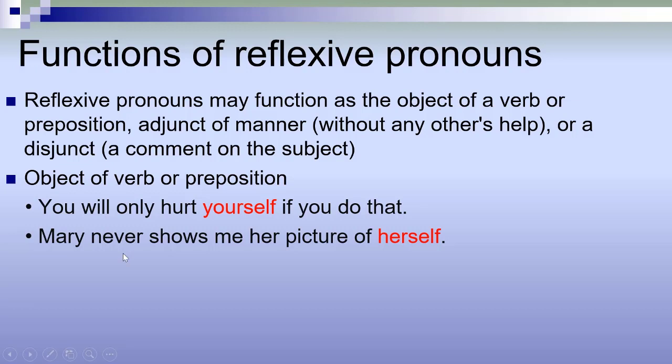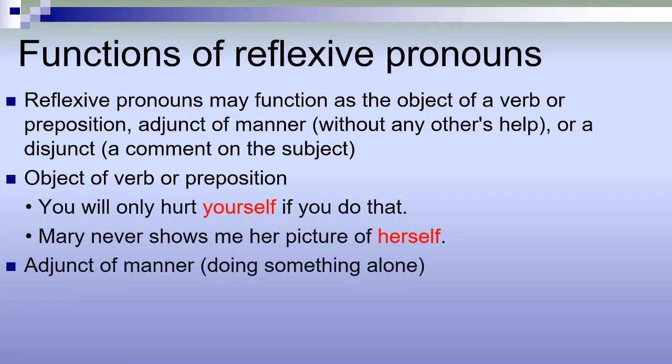Because we can say, I never see John's picture of himself. If you have John's picture, for example, then you need to have himself. I never see John's picture of himself. So herself here does not refer to Mary over here, but it's more here, her picture of herself.